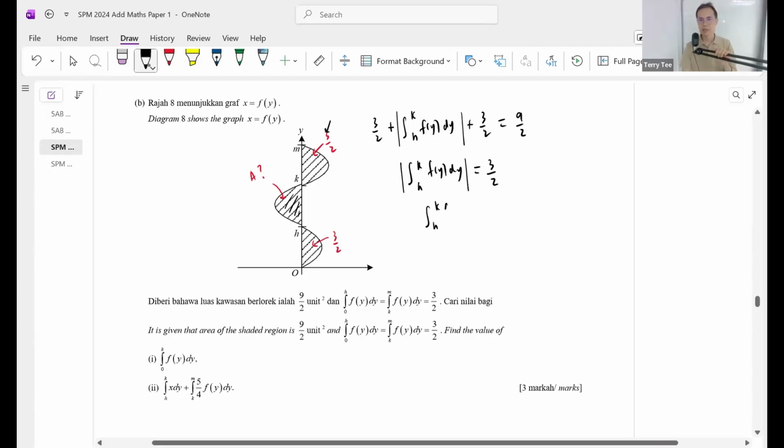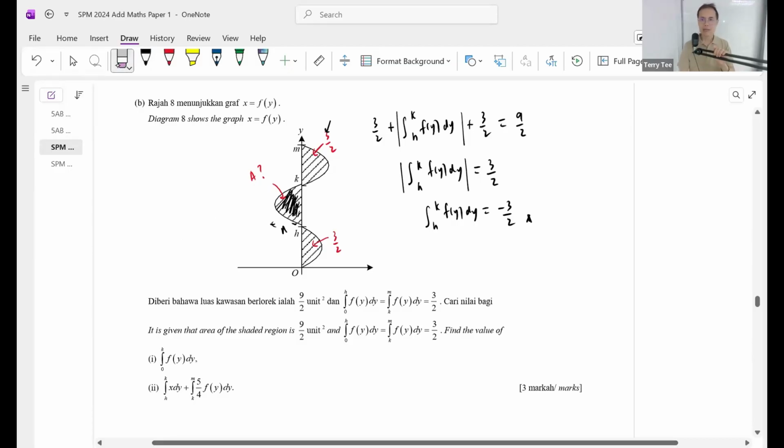Why is it negative? Because this is on the left-hand side. When you integrate x dy, your x value is negative, so the result of integration is always negative. That's why your answer for Roman 1, for this part, is negative 3 over 2. Okay, we haven't finished yet. This is just to calculate this area.